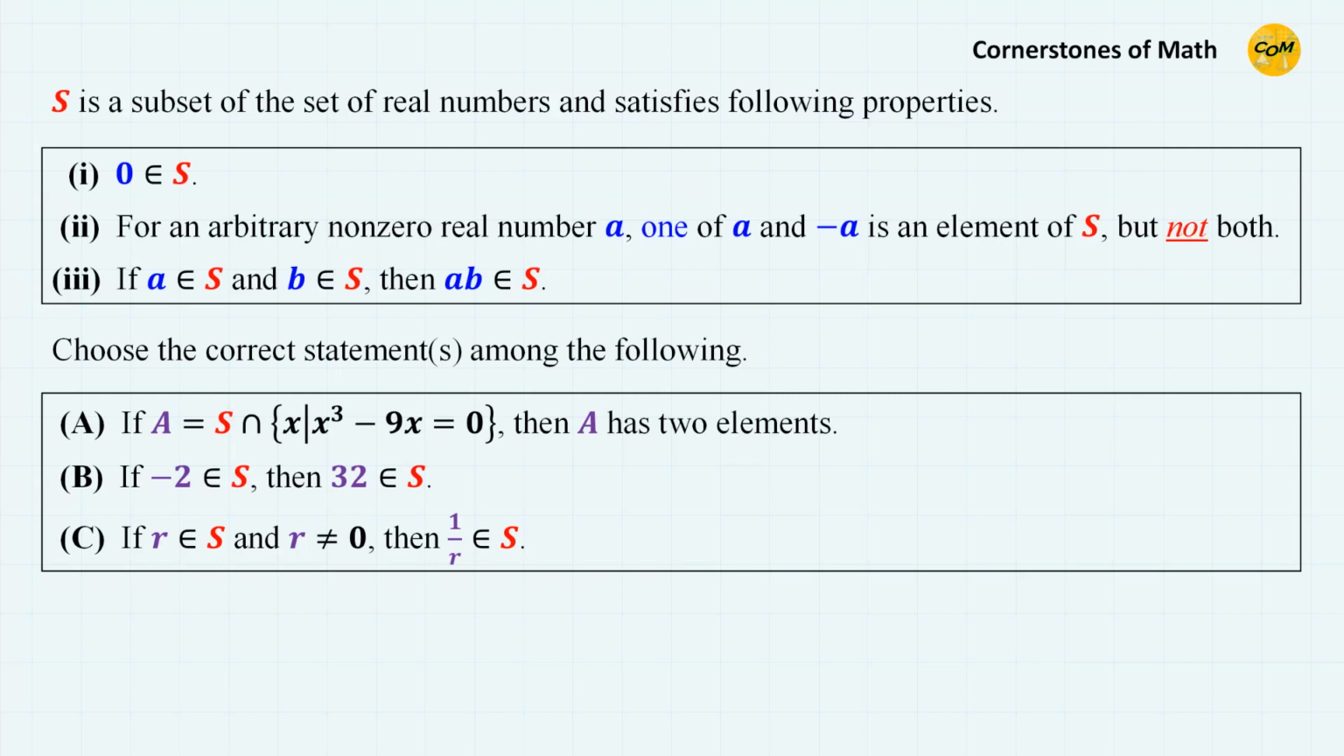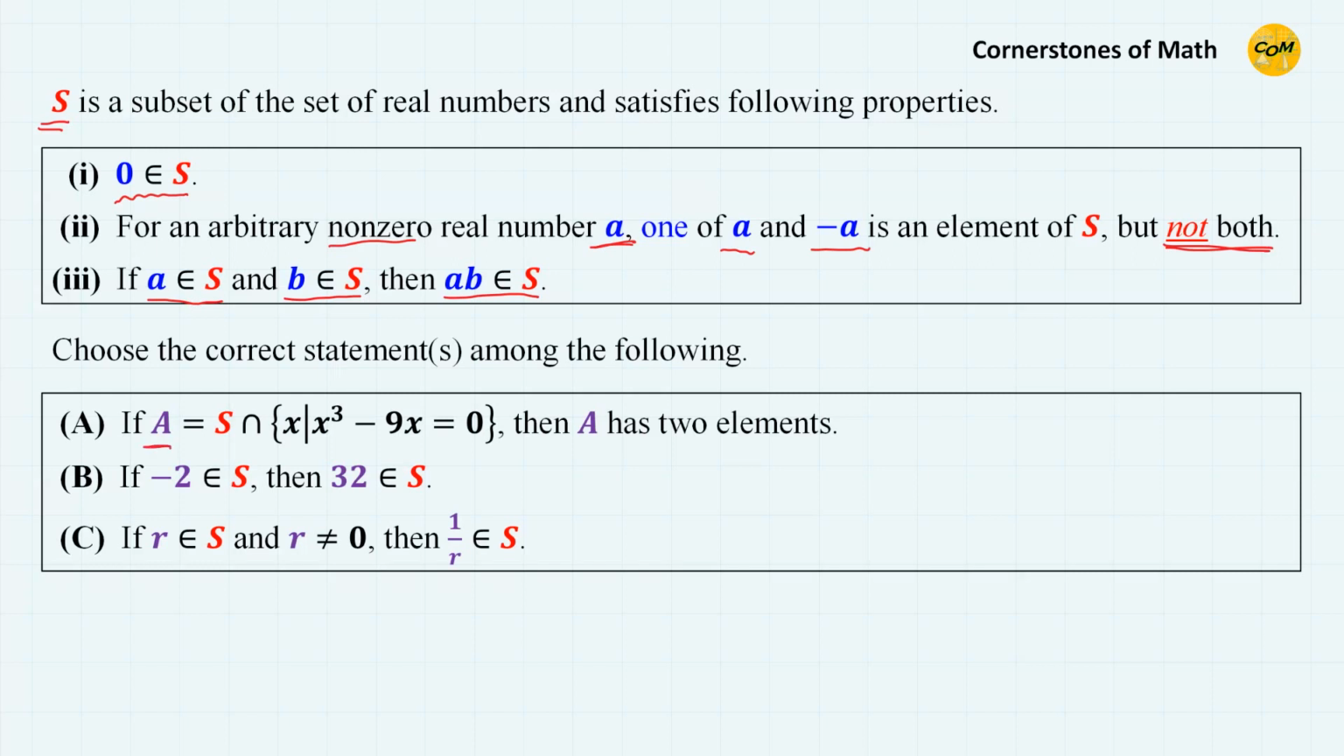Today we will solve this multiple choice problem where you have to choose one or more choices that are true. Let's read the problem. Set S is a subset of the set of real numbers and satisfies the following properties. First, 0 is an element of S. Second, for an arbitrary non-zero real number A, one of A and minus A is an element of S, but not both. And third, if A belongs to S and B belongs to S, then AB also belongs to S. Given that these three conditions are always satisfied, choose the correct statements among the following.